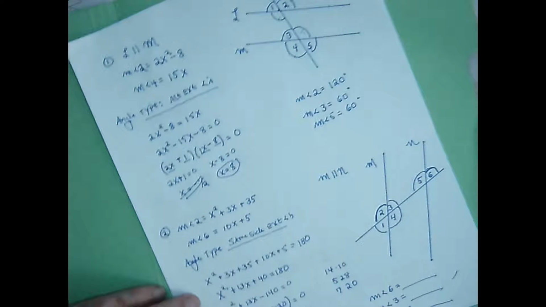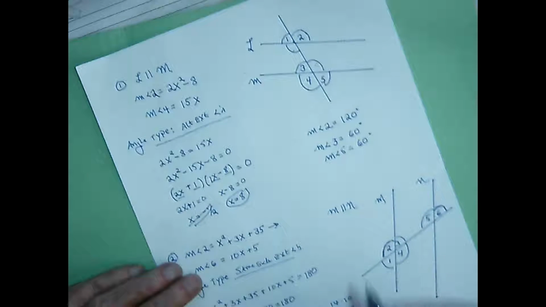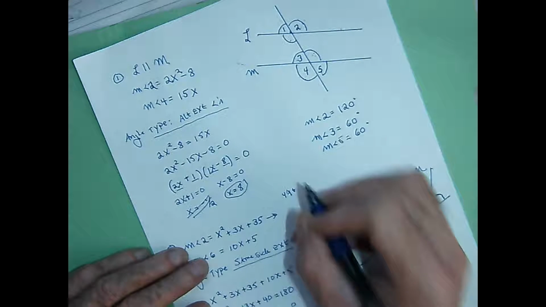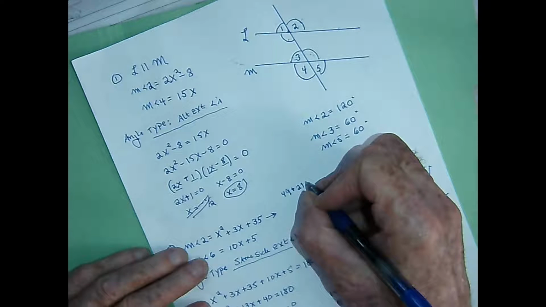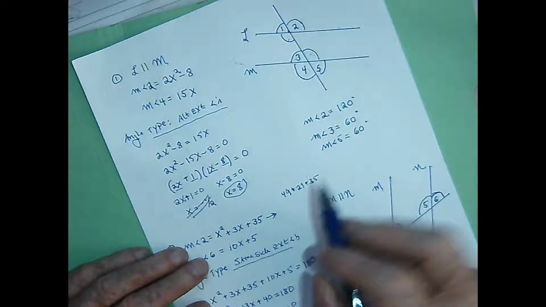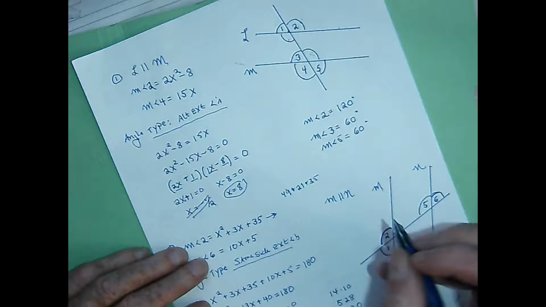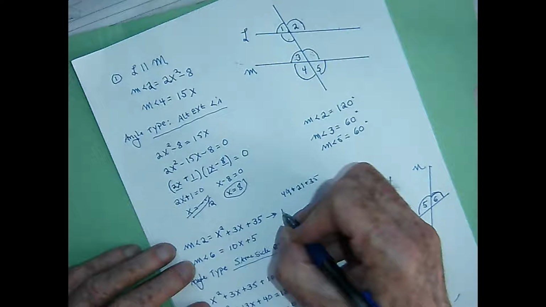Bearing that thought in mind, I'm going to figure out a couple of angles. If x is equal to 7, 7 squared would be 49, plus 3 times 7 would be 21, plus 35. And 49 and 21, there's 70, plus 35. I think that's 105 degrees. So I think angle 2 should be 105 degrees.